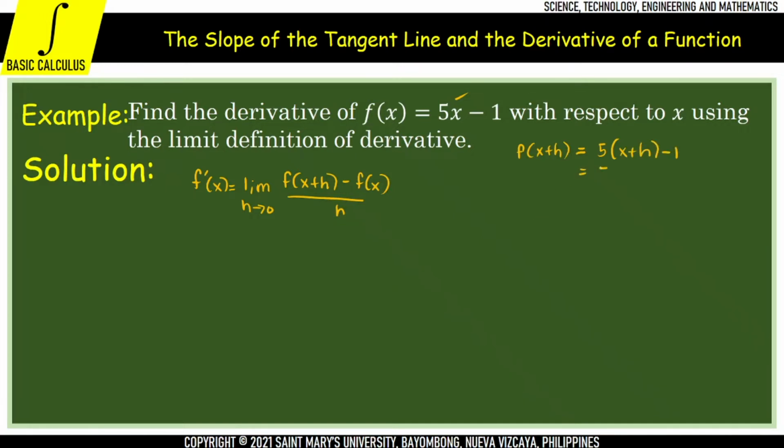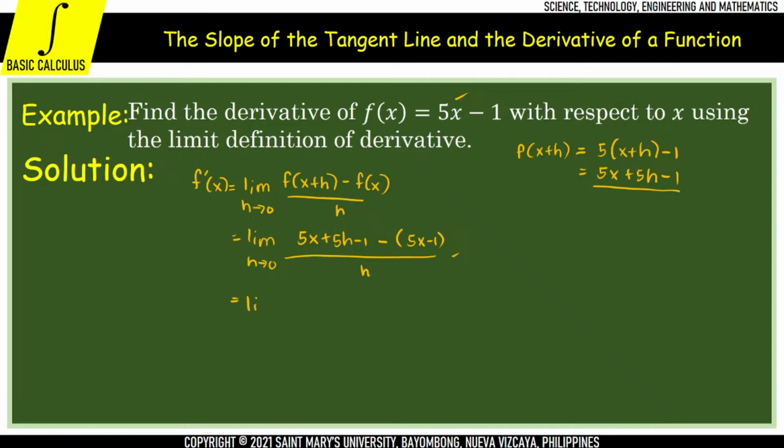Next, distributing, that is equal to 5x plus 5h minus 1. Next, we can now substitute. So, we have the limit of f of x plus h. Ito rin ilalagay natin. So, we have 5x plus 5h minus 1 minus the f of x, which is 5x minus 1, all over h as h approaches 0. Next, ito po again ha, direct substitution.